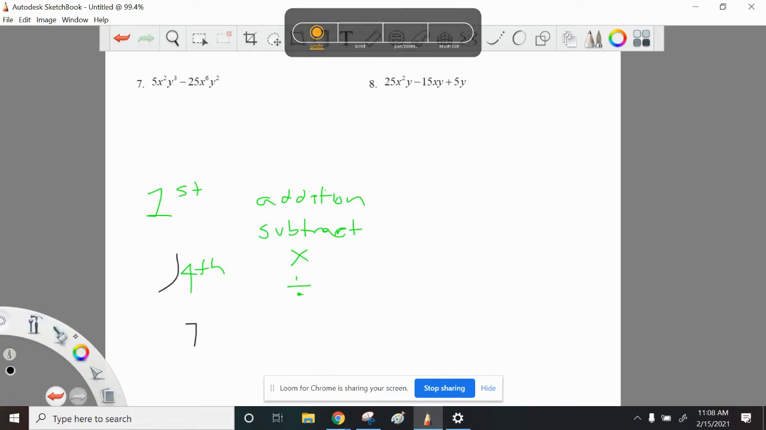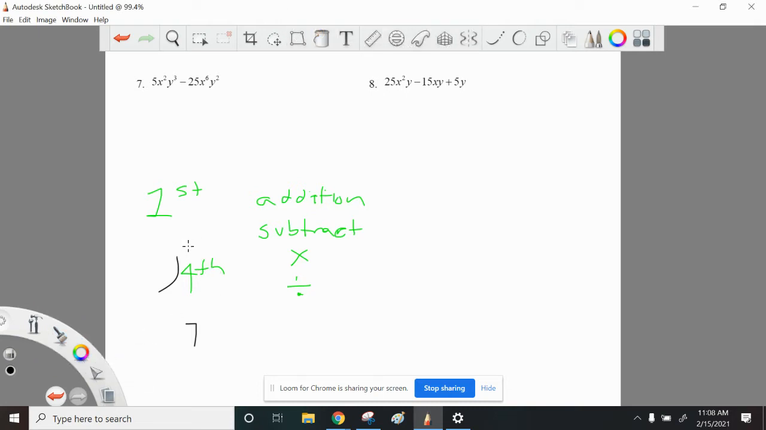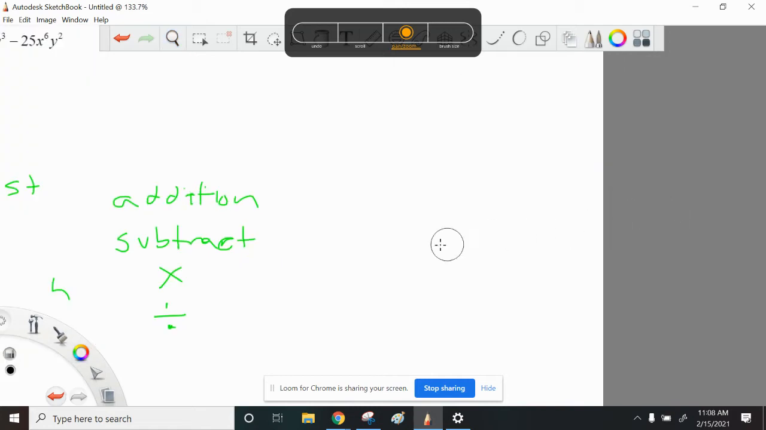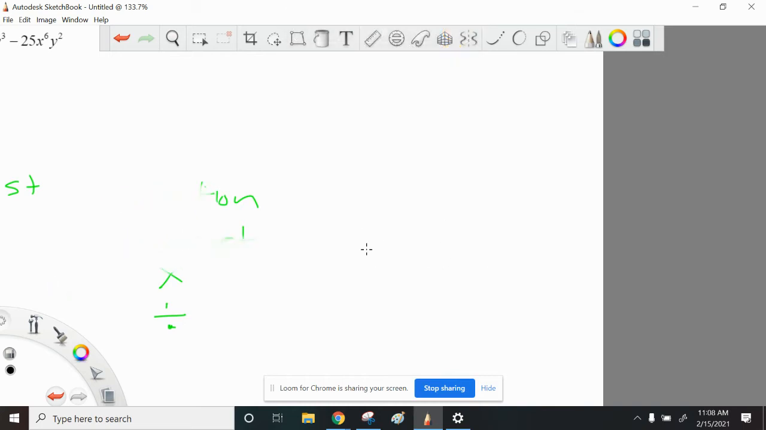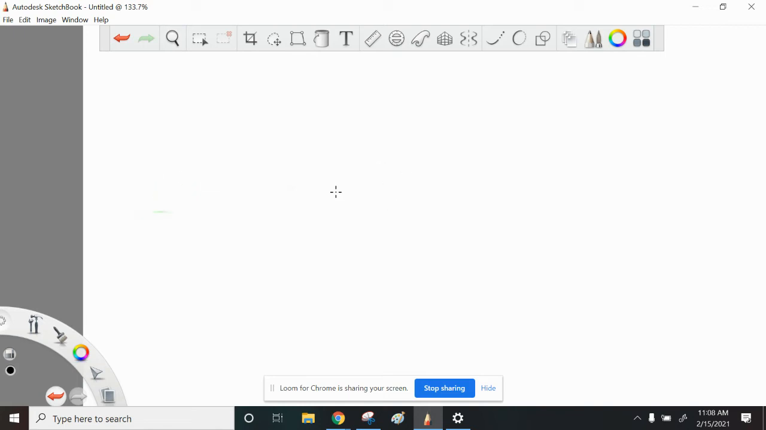Let's see if I can erase. Still figuring out how to use this. There we go. Ooh, bit of a mess.